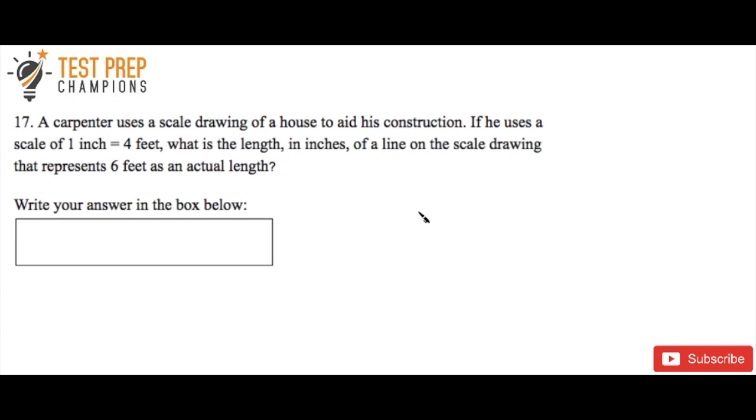So first of all, as always, before we even start this, let's make sure we know what we're trying to find here. We're trying to find the length in inches of a line on the scale drawing that represents 6 feet as an actual length. This is important since this is a fill-in-the-blank question. It says, what is the length in inches? So let me just write inches right here in the box, and then our answer is going to go here, but we need to make sure that at the end we have a calculation that is in inches, okay? So what's going on here?